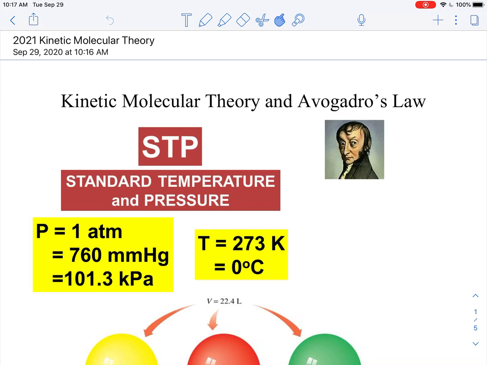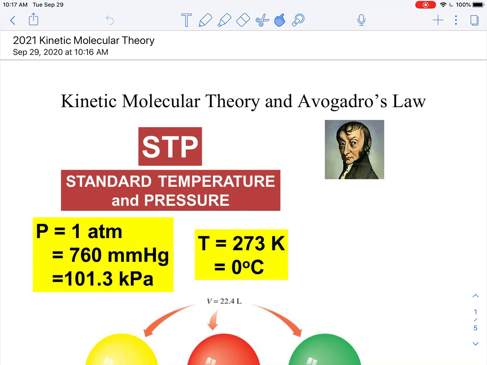Hi guys, today's topic is the kinetic molecular theory and Avogadro's law. Avogadro was one of those really important scientists who discovered a whole bunch of things, and way back in the day, one of the things that he looked at was the behavior of gases.